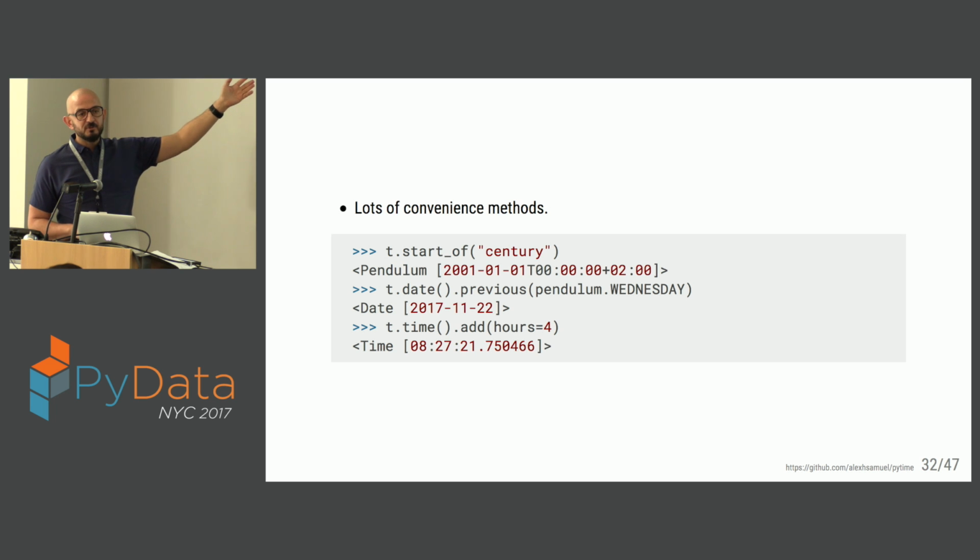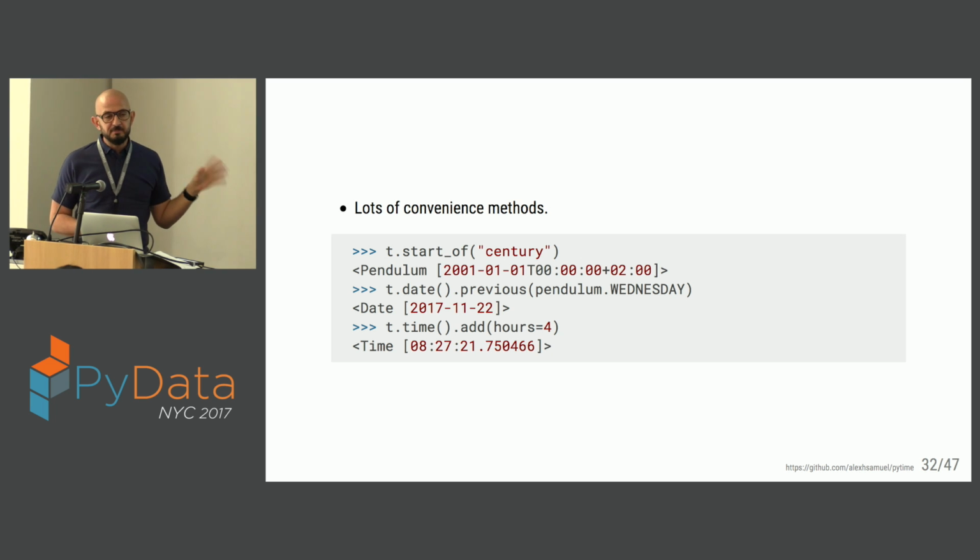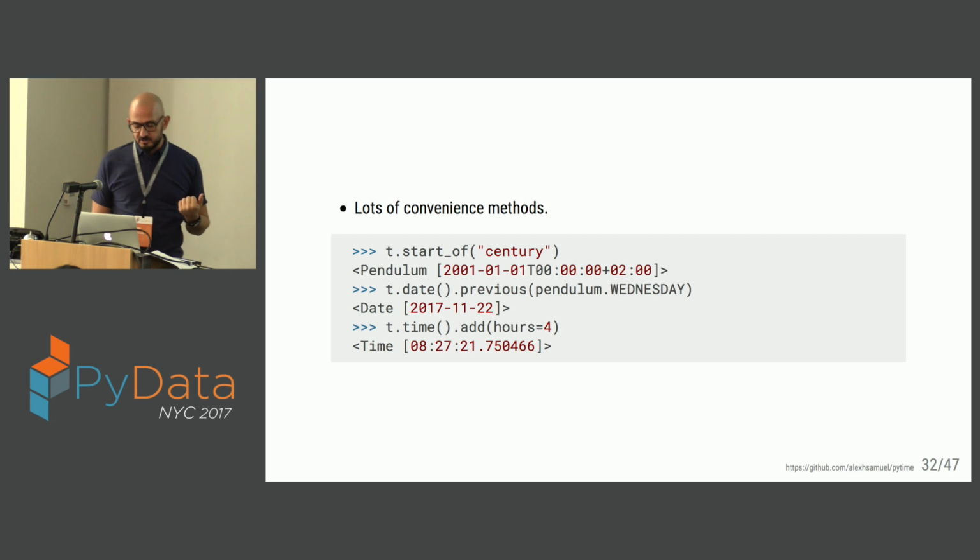You can say, convert this, find the start of the century containing this date, or the end of the, you can find me last Wednesday, find me the end of the hour. You can add hours, add minutes. And so this one, I think, is the most feature complete of all of them. And the API, in my opinion at least, is pretty nicely designed.